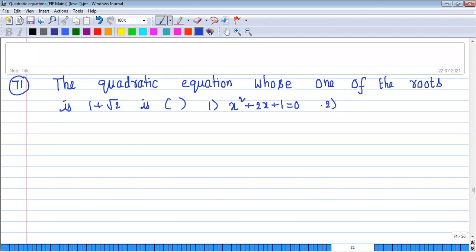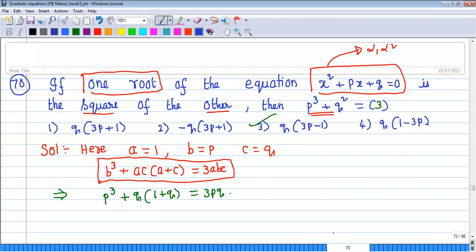Sir, once can you show the previous picture? Okay, sir.